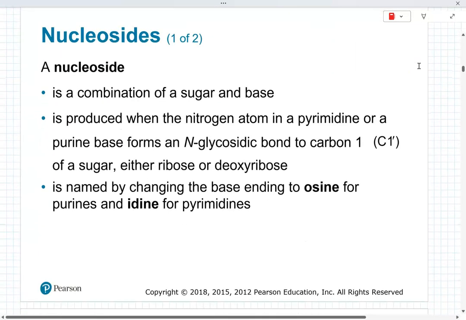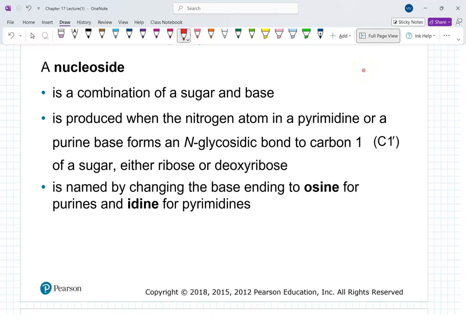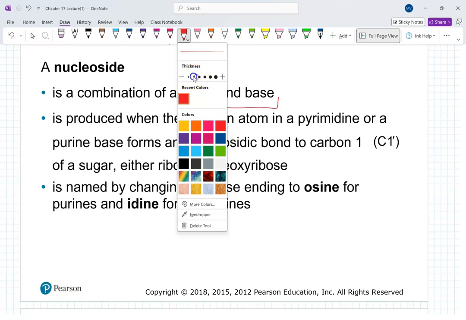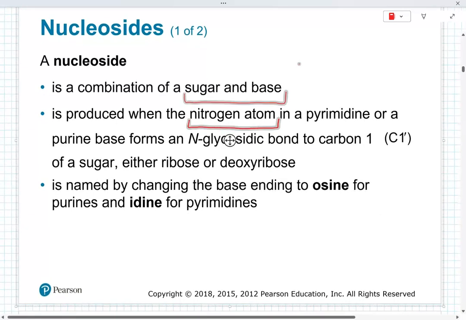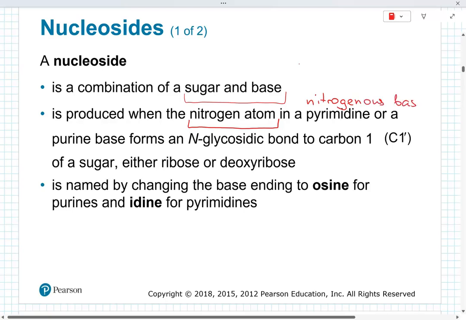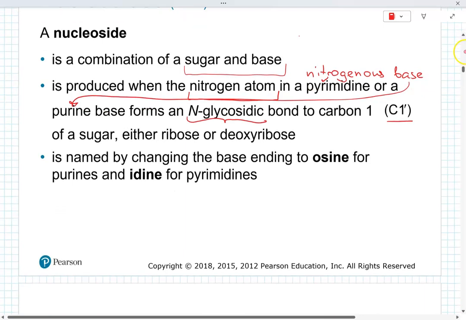Now, since we learned about the bases and the sugars, we are ready to learn about a nucleoside, which is a sugar and the base when they form a bond. Okay? So nucleoside is when a nitrogen atom in a pyrimidine or purine, in other words, nitrogen atom in a nitrogenous base, forms that N-glycosidic bond, and it bonds to the carbon 1' in a sugar. Okay?